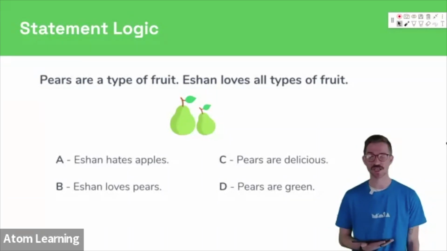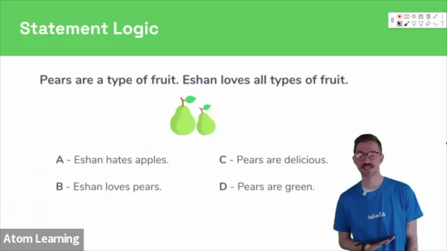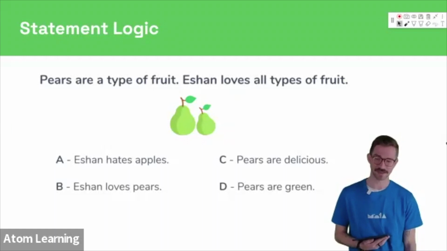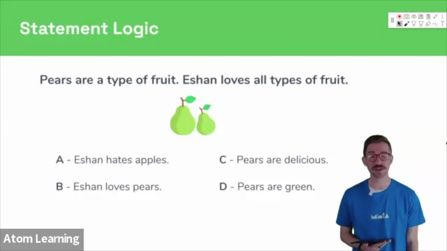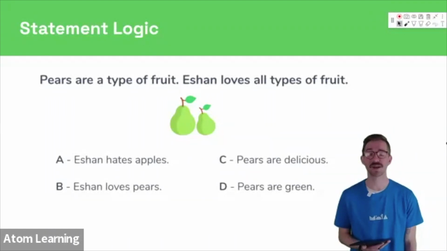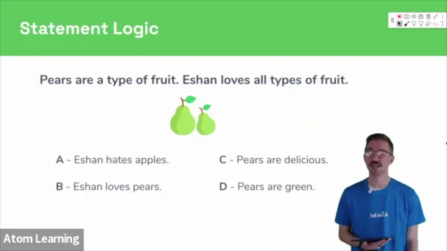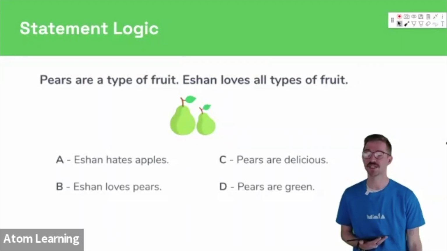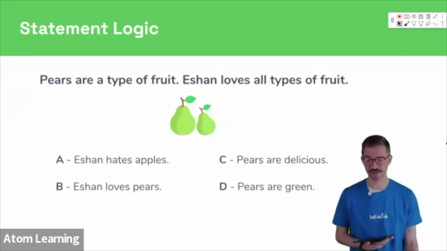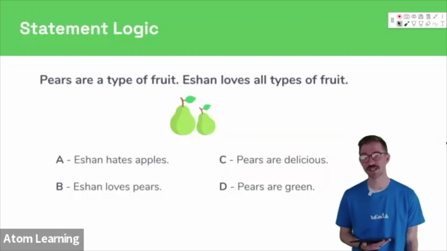C, pears are delicious, all right? And D, pears are green. So C, pears are delicious. Again, may be true, but we're not given that information in this context. All we know in this is that pears are a type of fruit, and Ashan loves all types of fruit. D, pears are green. Again, this may be true, especially in the image, but we're not using the image here, and we don't know that all pears are green.